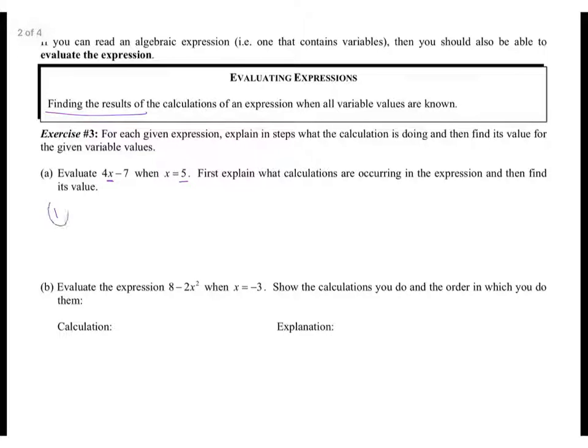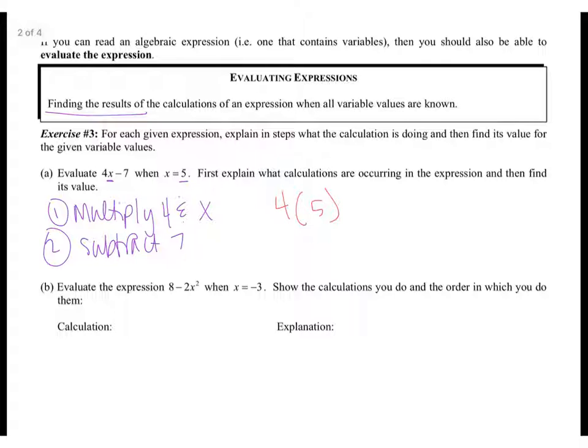So the first thing you're going to do is multiply 4 and x. Then you will subtract 7. So we're going to multiply 4 and x, but this time x is 5. Then we're going to subtract 7. So 4 times 5 is 20, minus 7 is 13.